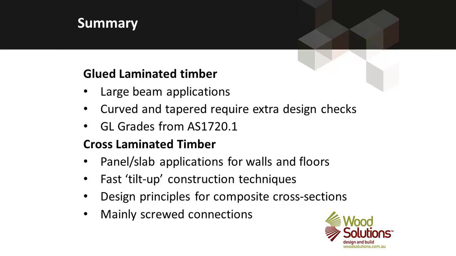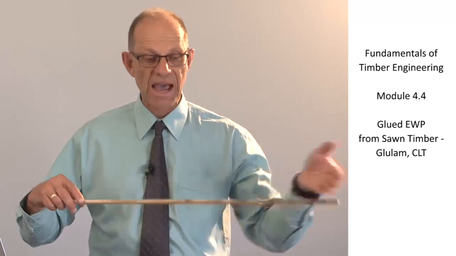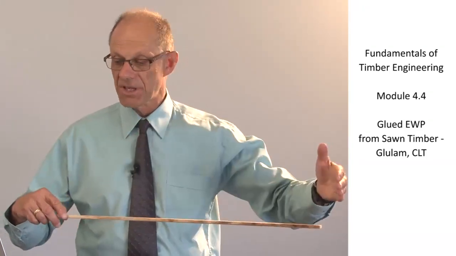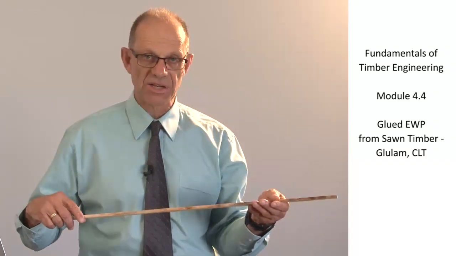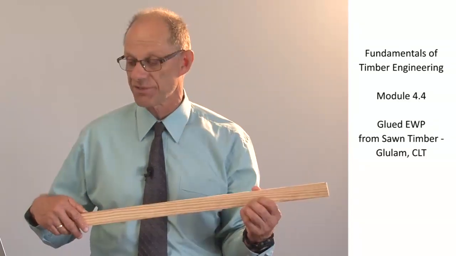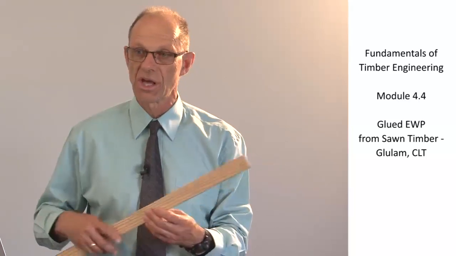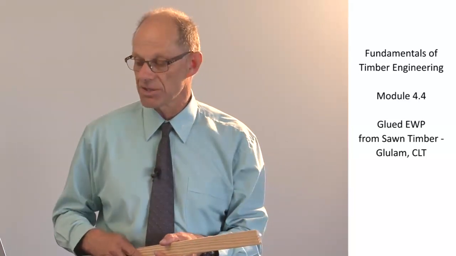Cross-laminated timber can be designed using other sources, European and North American guidebooks for the design of cross-laminated timber. It's suitable for large slabs, so floor panels, wall panels. Its fast construction technique means that it's a cost-effective way of using lots of lightweight timber in a structural system.